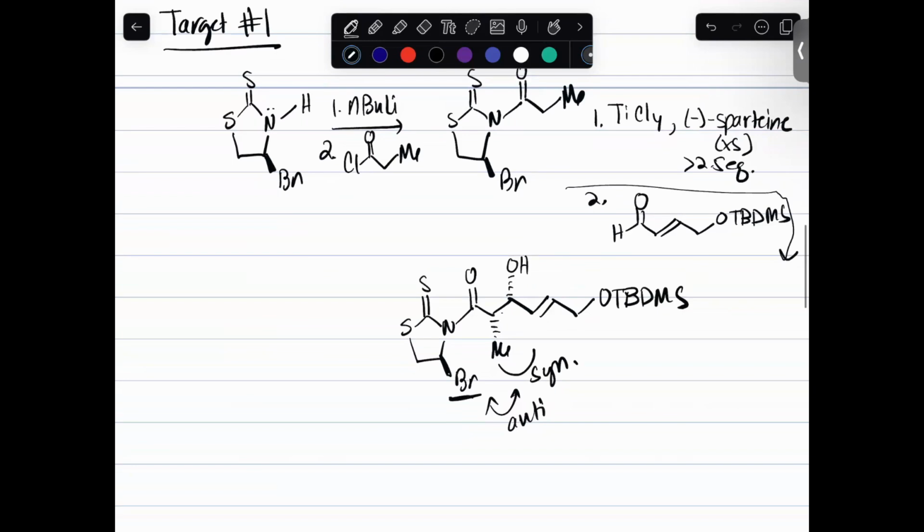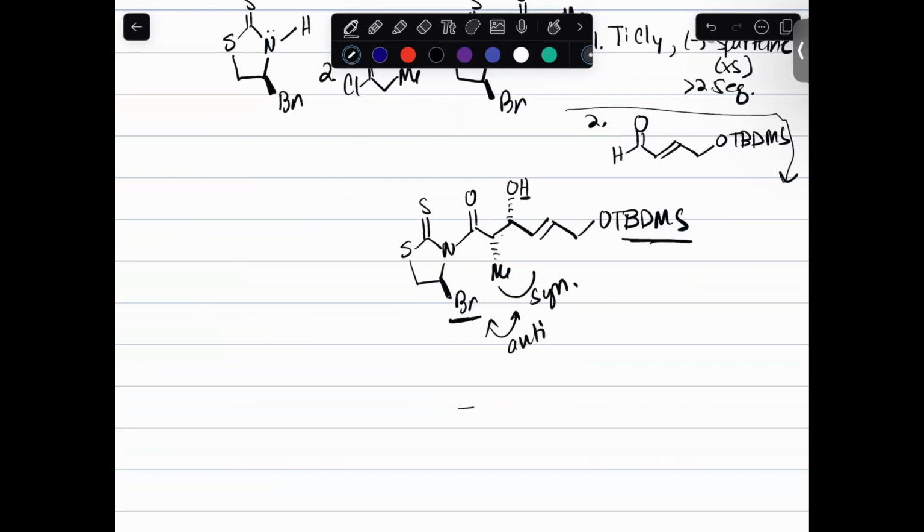All I'm missing is the protecting group on my hydroxyl, which is the same protecting group that I see at the end of my structure. Now, TBDMS stands for tert-butyl dimethyl silyl. Oh, excuse me, silyl.